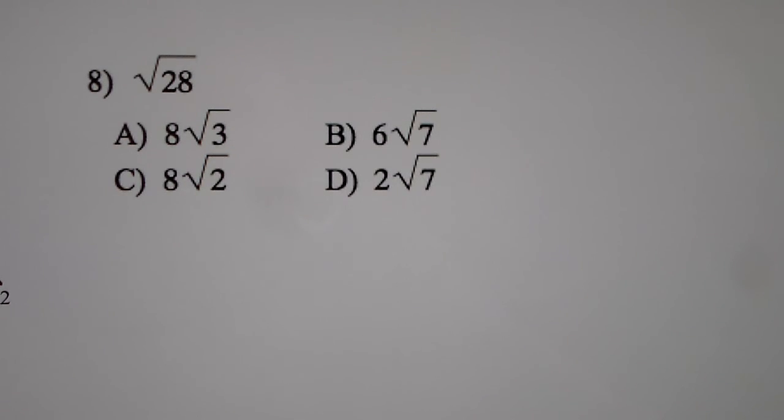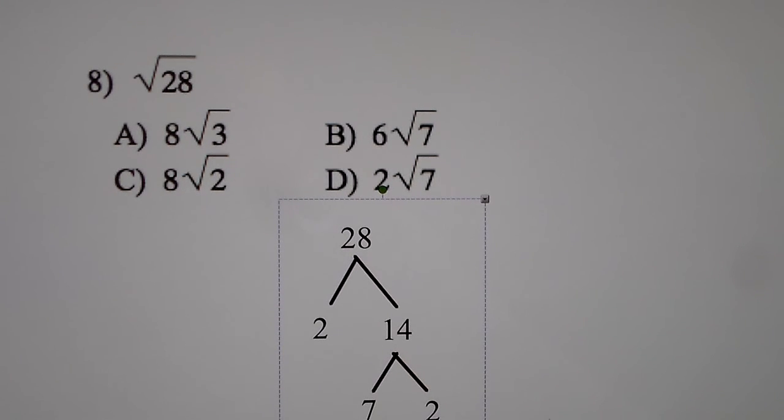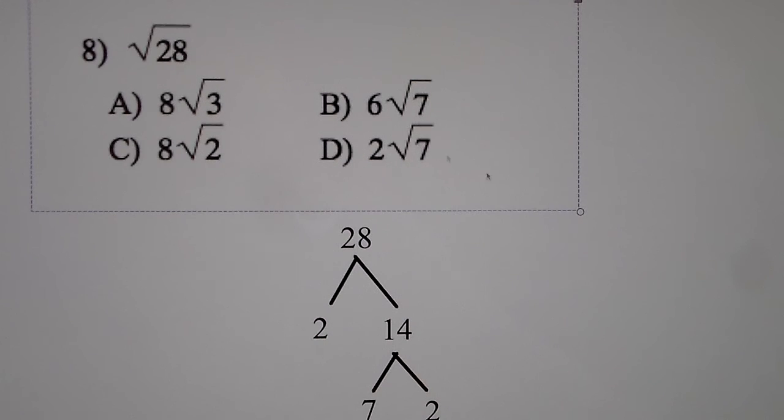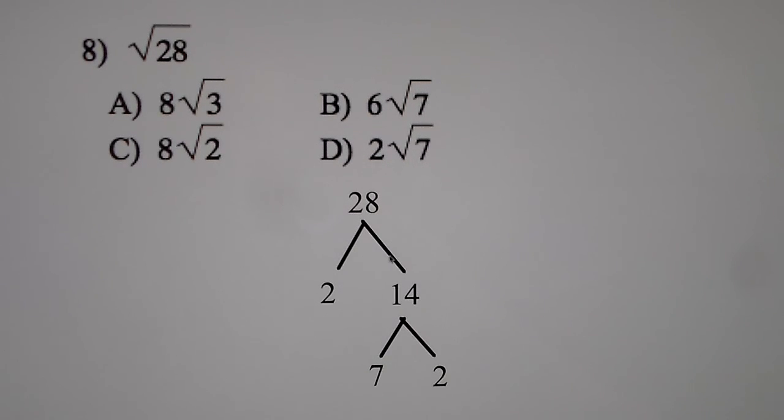Look at number 8. We have the square root of 28. 28 is an even number, so I like dividing it by 2. 28 divided by 2 is 2 and 14. 14 divided by 2 gets us 7 and 2. 7 is a prime number, so we circle it. And 2 is a prime number, so we circle it. So we have 2, 7, and 2.